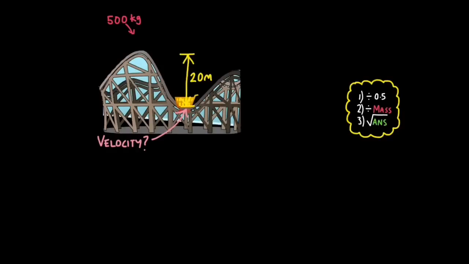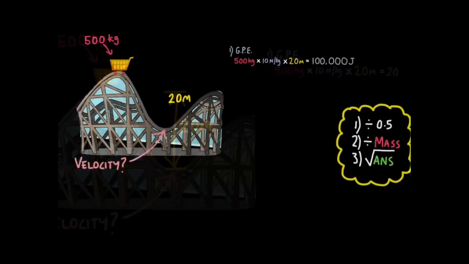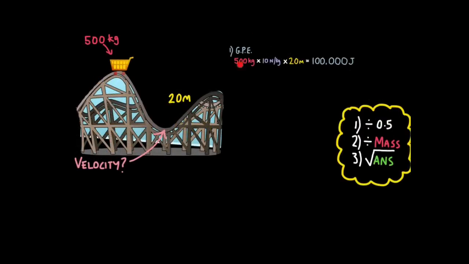Just remember the following steps. First, you work out GPE. Then you work out kinetic energy using the formula kinetic energy gained equals GPE lost. And then you have to rearrange the kinetic energy equation using these 3 simple steps. Have a go now.